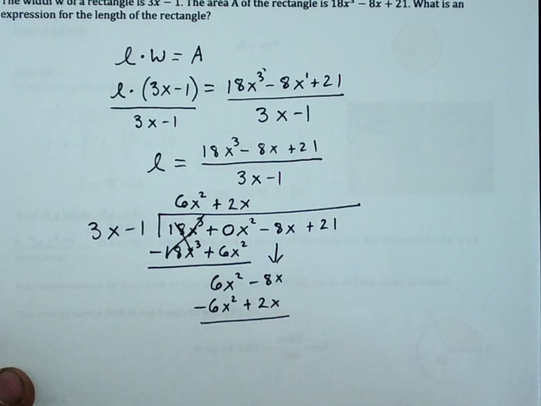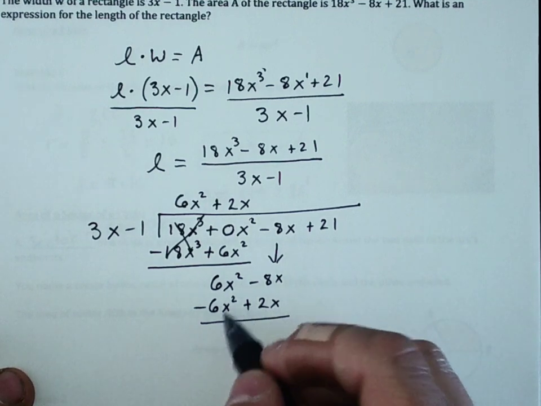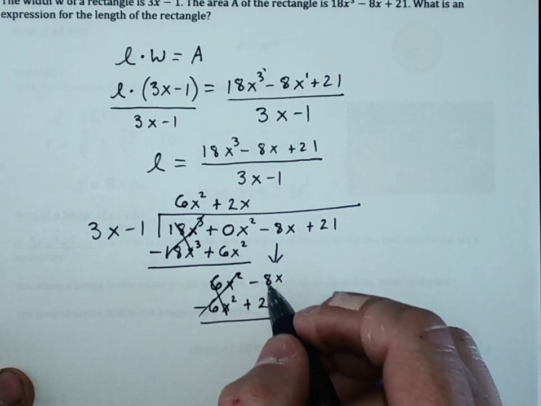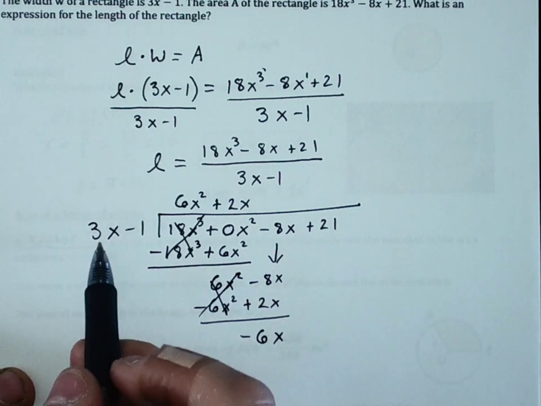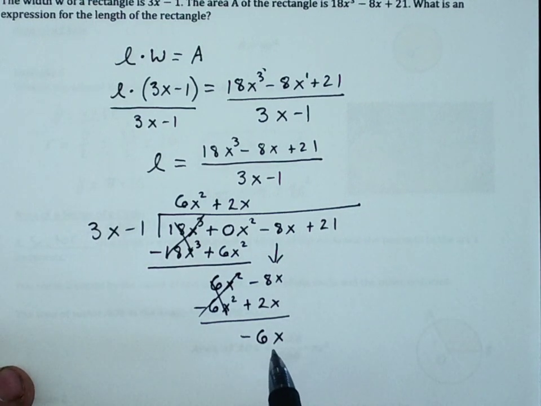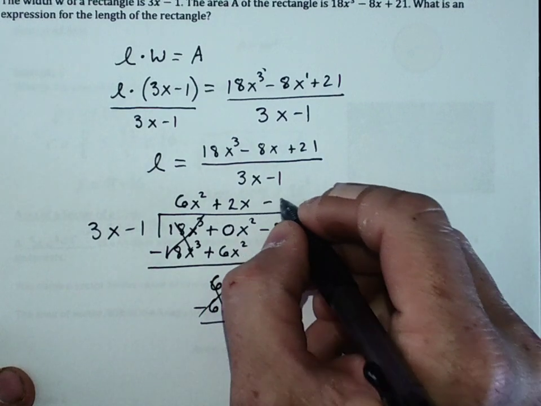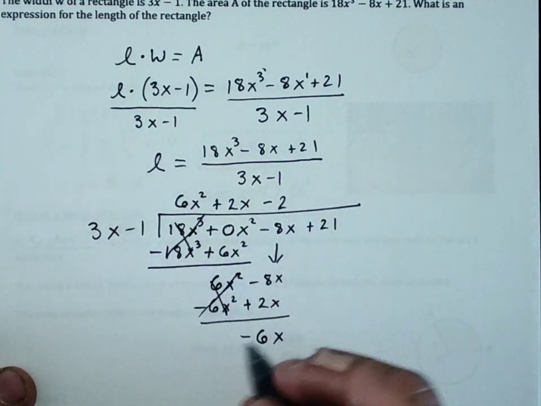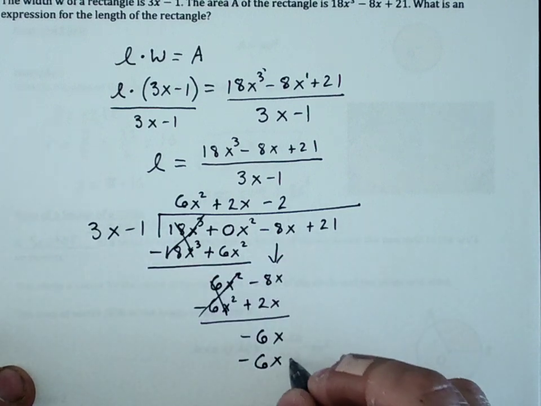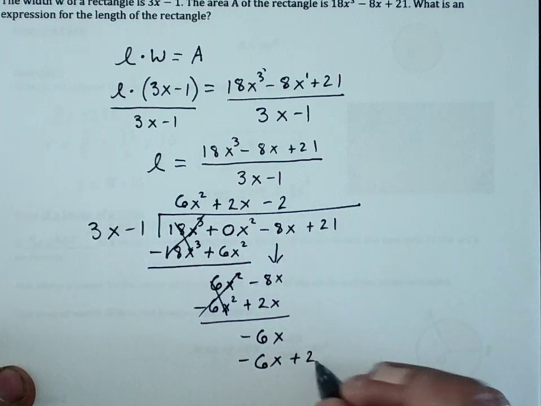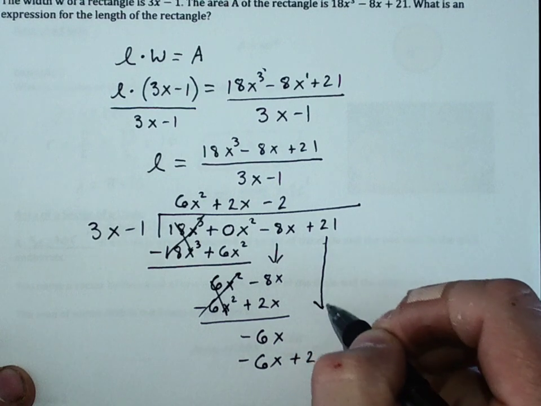Subtract both of them. 6x squared minus 6x squared is 0. Negative 8 minus 2 is negative 6x. What do I multiply 3x by to get negative 6x? The answer is negative 2. Negative 2 times 3x is negative 6x. Negative 2 times negative 1 is positive 2. Bring down the 21.